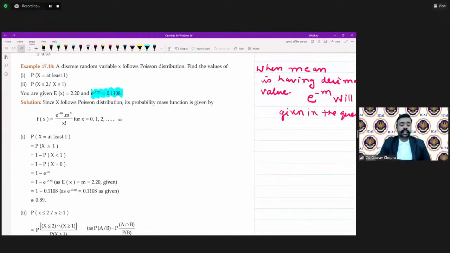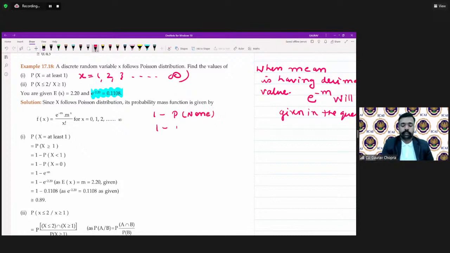Now, the 18th one: a discrete random variable x follows a Poisson distribution. Find the value when the probability of x is at least 1. Now, x is at least 1. At least 1 means what? 1, 2, 3, and so on up to infinity. This is at least 1. Now, how to solve this? We know that at least 1 means 1 minus the probability of none. So, 1 minus the probability of x equal to 0.